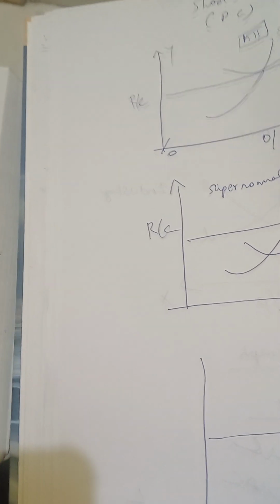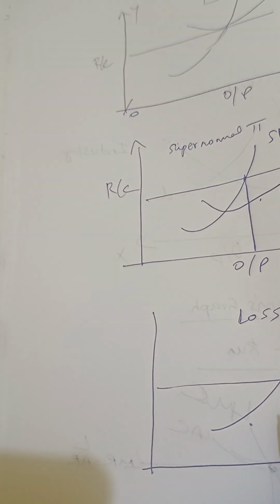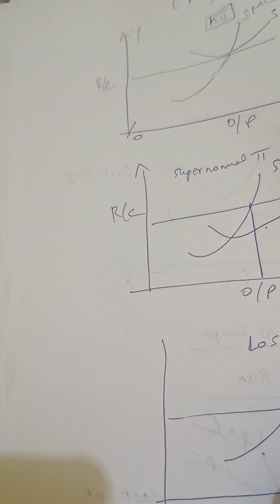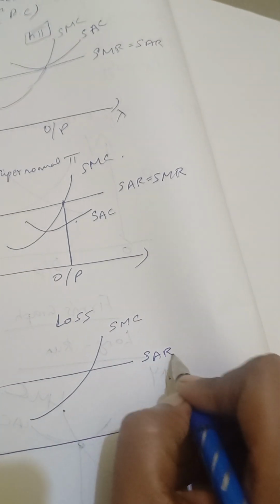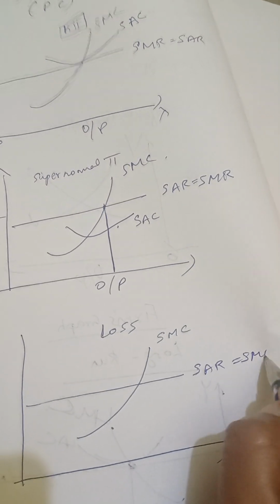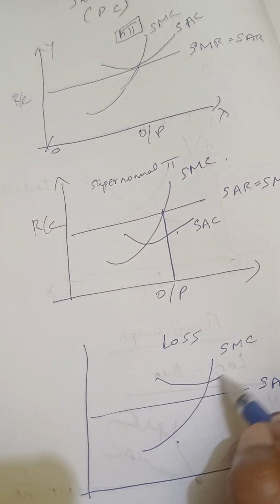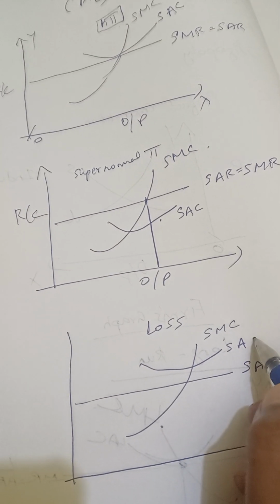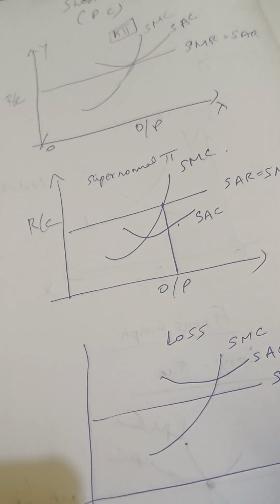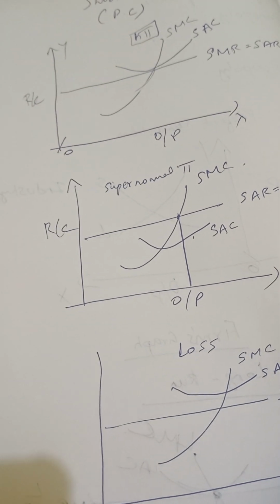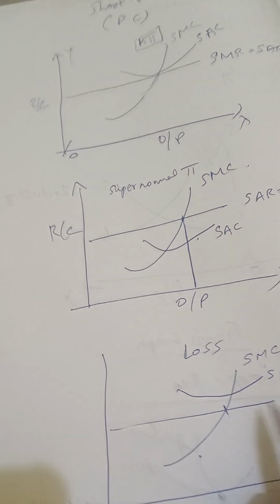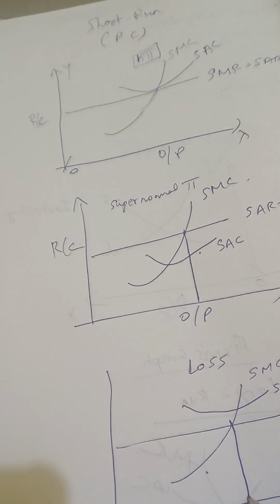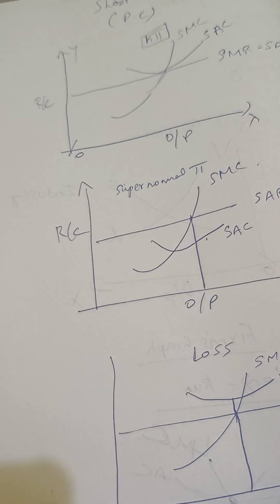Now the third situation is the case of loss. So when will it be a loss situation? When the cost is going to be more than the revenue. So if you take SAR, SMR, when the cost is going to be above the revenue curve, then it will be a case of loss. So wherever the SMC is cutting the SMR is the equilibrium price and output.